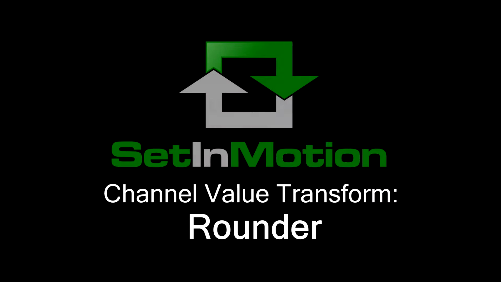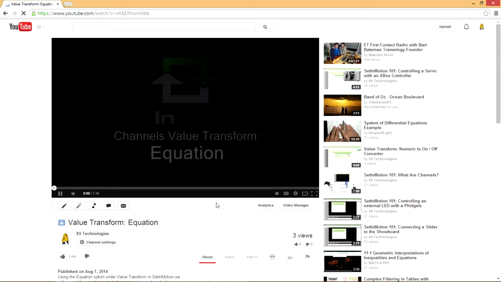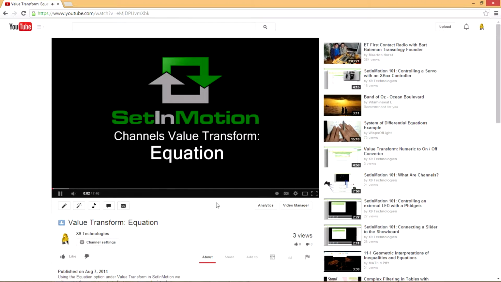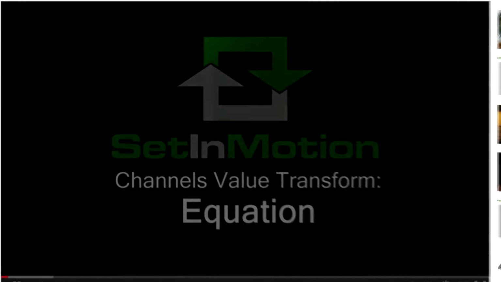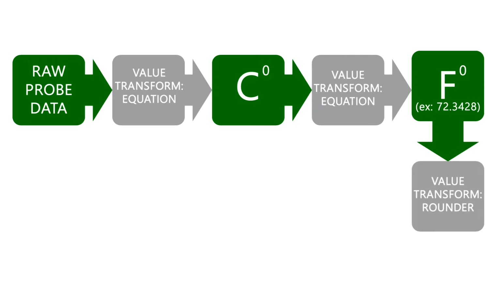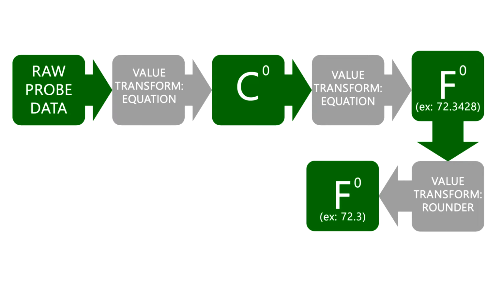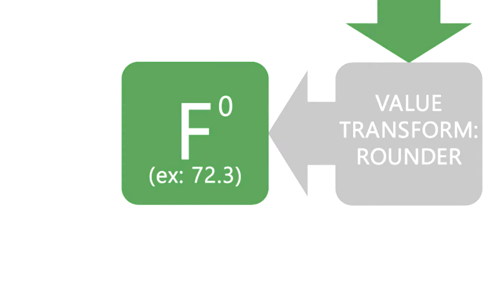In a previous tutorial, we showed you how to convert the output data from a temperature probe into degrees Celsius and degrees Fahrenheit using the equation function in Value Transform. We saved that SetInMotion show so that we can revisit it in this tutorial and show you how to add an additional transform function to round the Fahrenheit temperature shown in the LCD display to 1 decimal place.